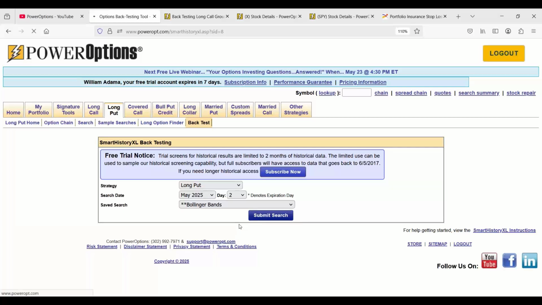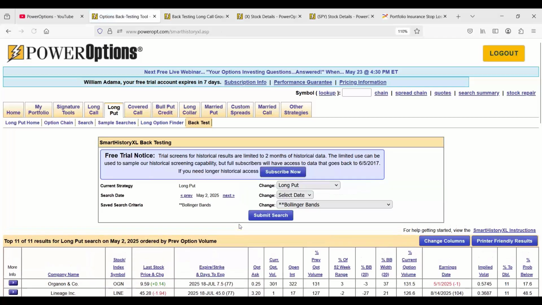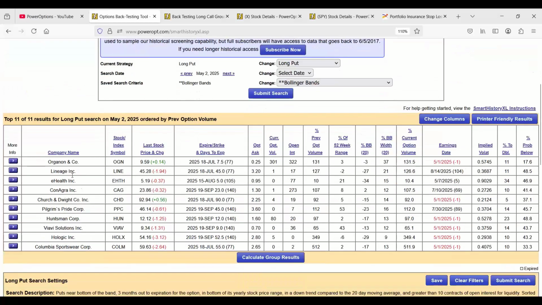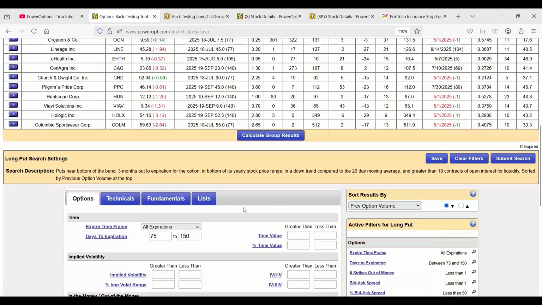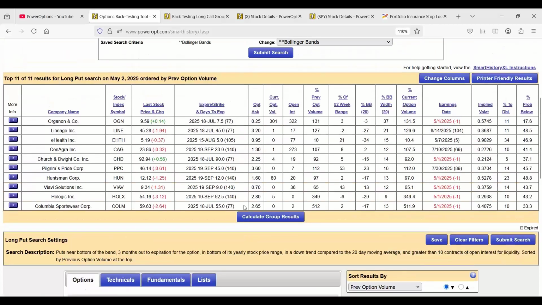Let's just look at the Bollinger Band search for buying puts, looking at puts at the low range. We've got Organon, Lineage, eHealth. I expected to see Kraft Heinz here, but we didn't. Columbia Sportswear. So these criteria are looking for stocks under the 20-day moving average that are hitting that Bollinger Band range of less than 5%. Did they bounce off? Did they recover? Because the market did recover during this time period. Do we have profits on these? Let's go ahead and calculate group results and see what we've got.